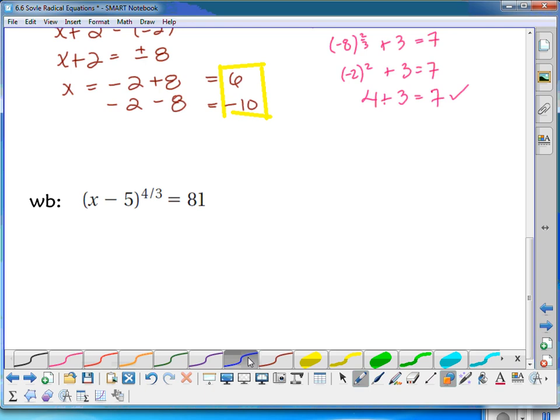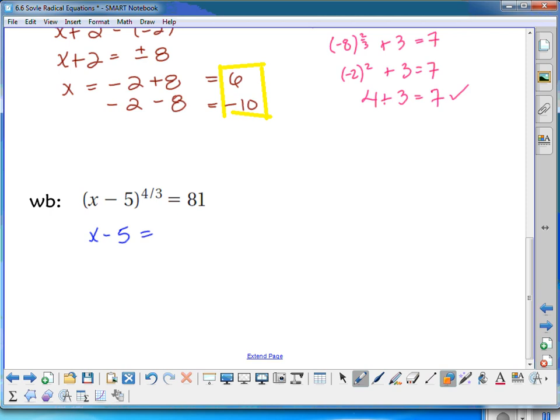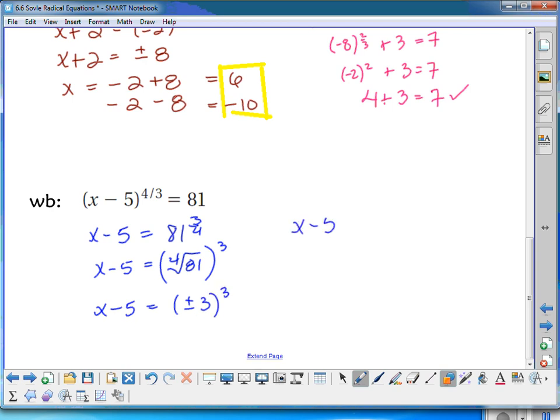All right, so we need to raise both sides to the 3/4 power, and so when you did that, you got x minus 5 equals 81 to the 3/4. So that means you are taking the fourth root of 81 and cubing it. So what is the fourth root of 81? Is it only positive 3? No, it could be positive or negative 3. And you're going to cube that. And so x minus 5 could be plus or minus 27. And so it could be 5 plus 27 or 5 minus 27. So you get 32 or negative 22.